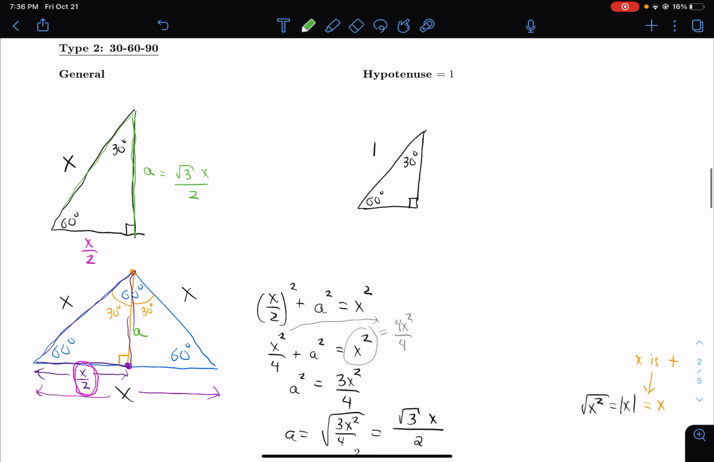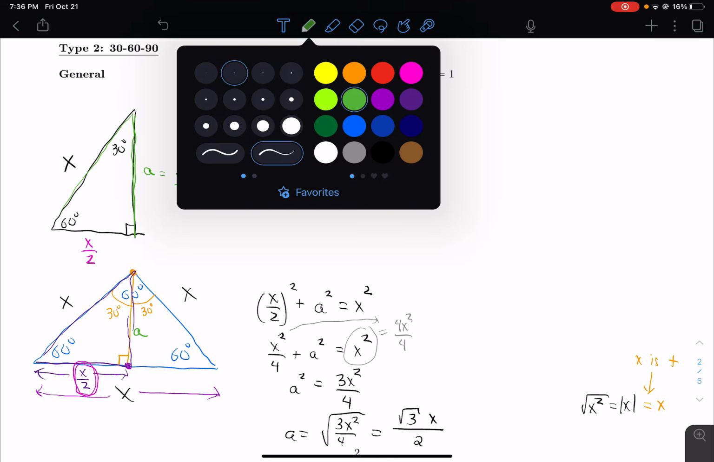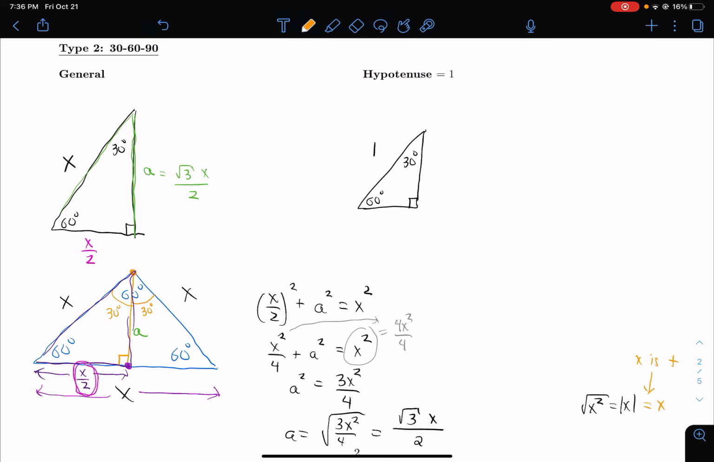Okay, so how do I remember this? Well, if I have a 30, 60, 90, and I have the hypotenuse, the side opposite the 30, I have to divide the hypotenuse by 2, and that gives me x over 2. If I know the side opposite the 30, to get the side opposite the 60, this side, I multiply it by a root 3. Okay, that's just a trick I use to remember them.